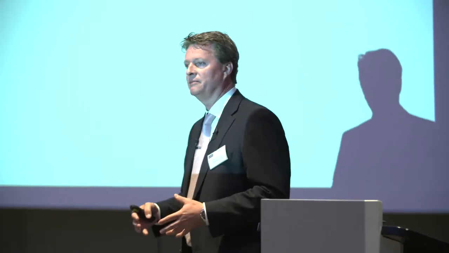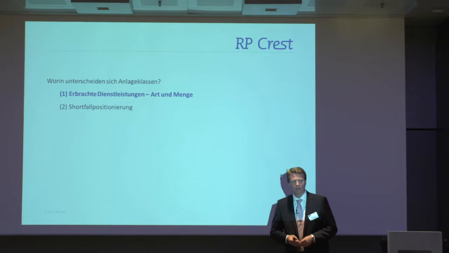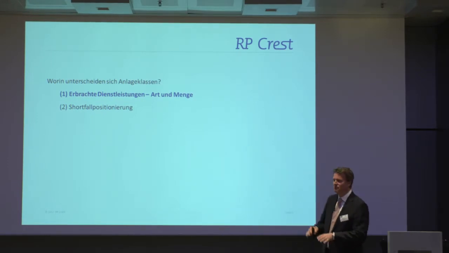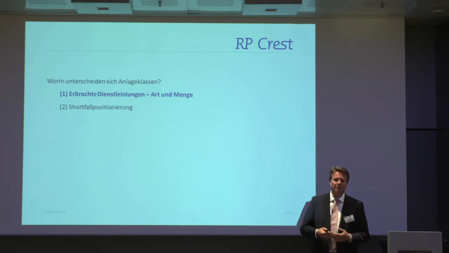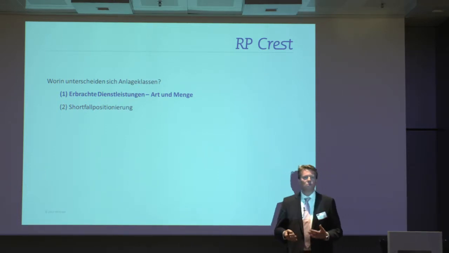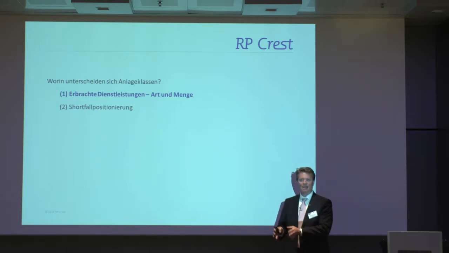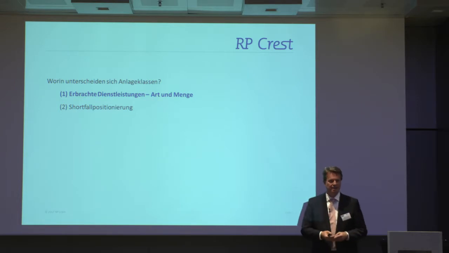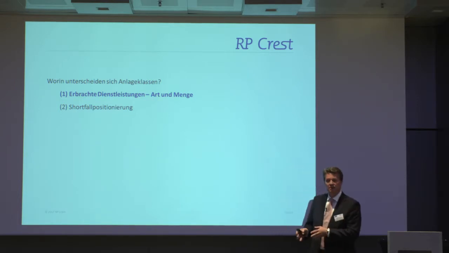To develop these arguments, I first would like to establish a common knowledge base. This might bore one or the other, but it's necessary. So to begin with, we will look at the two main aspects by which asset classes should be differentiated. Firstly, what is the service we provide to others in the capital market when we invest into a specific asset class? And I mean the type and the quantity.